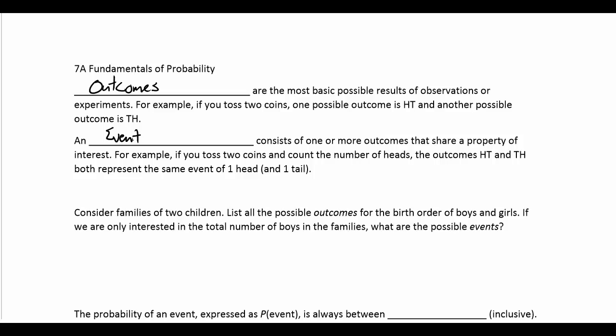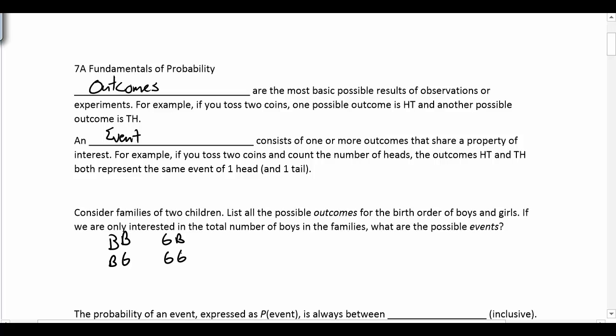Okay, so let's look at an illustration of this. Consider families of two children. List the possible outcomes for the birth order of boys and girls. And if we're only interested in the total number of boys in the families, what are the possible events? So I could have a boy first, and after the boy I could have another boy. I could have a boy and a girl. I could have a girl first and then a boy, and I could have a girl and a girl.